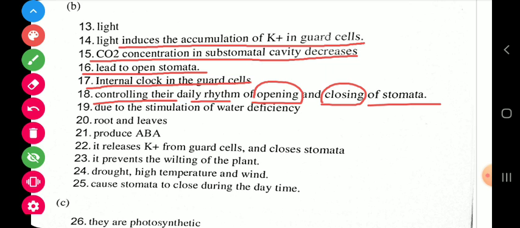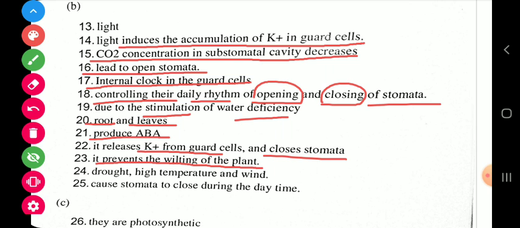Due to the stimulation of water deficiency, that's another factor. When there is a water deficiency, there is a stimulus. Due to that stimulus, roots and leaves produce abscisic acid, or ABA. It releases K plus from the guard cells, and then the stomata is closed. It prevents wilting of the plant.